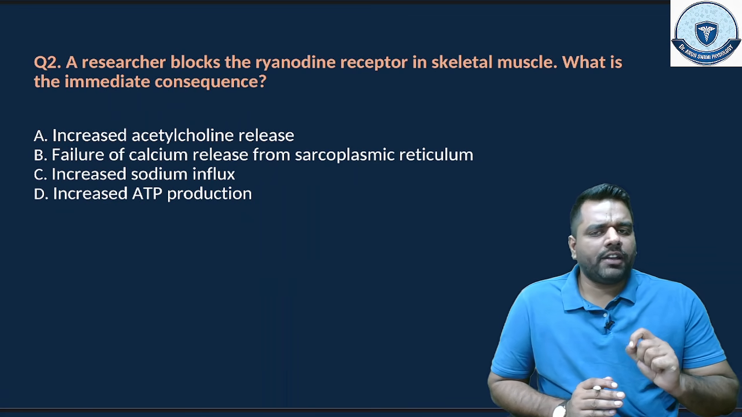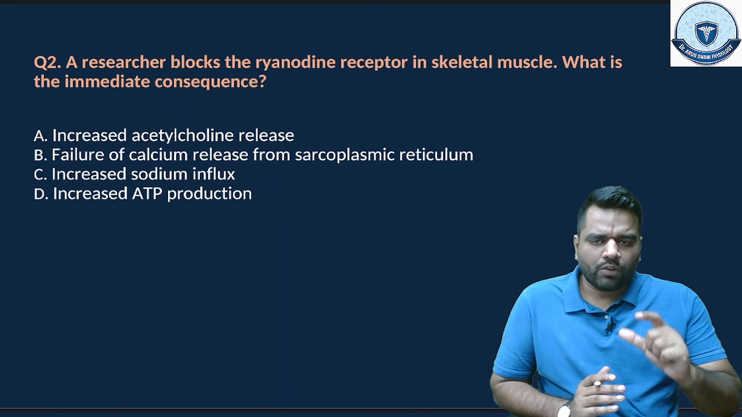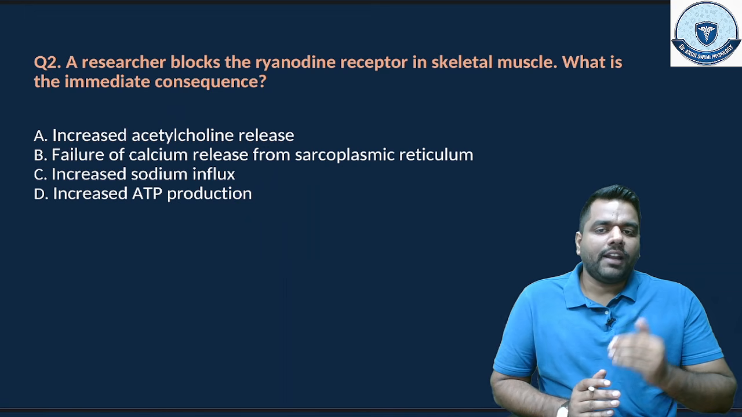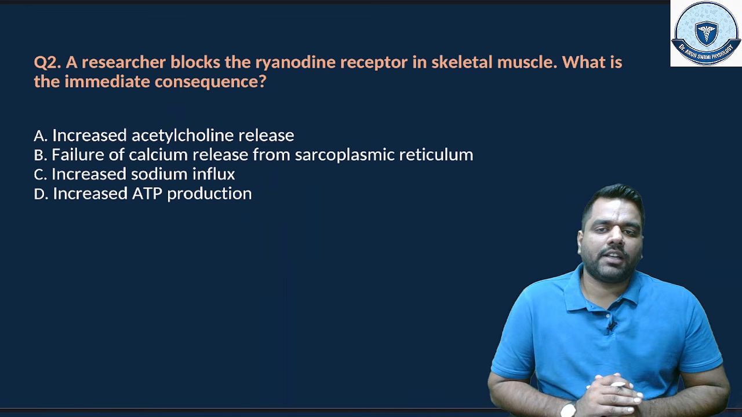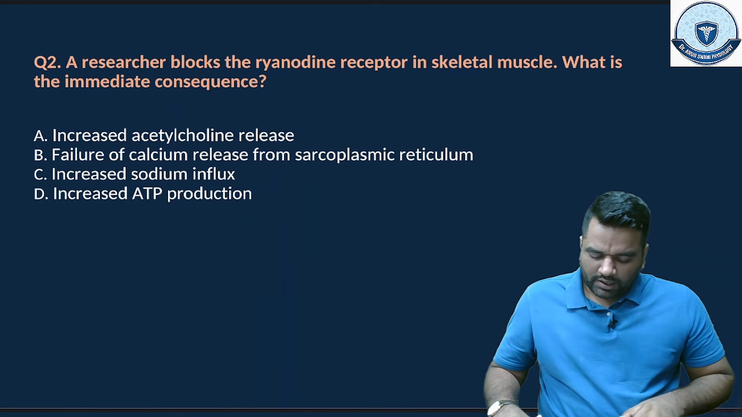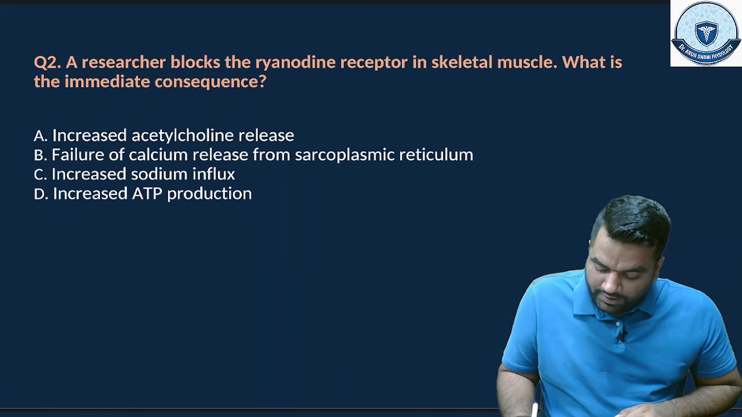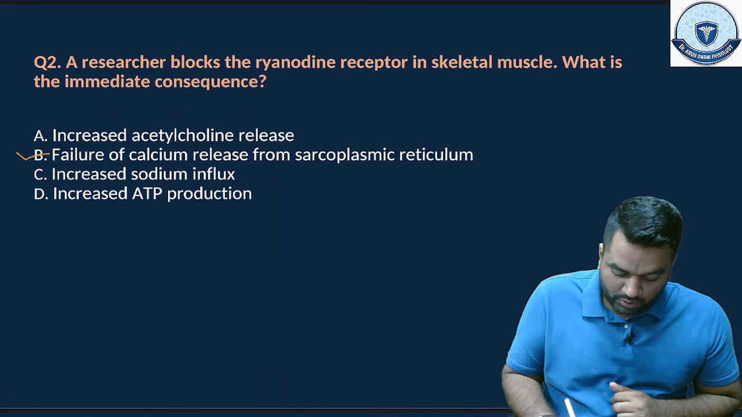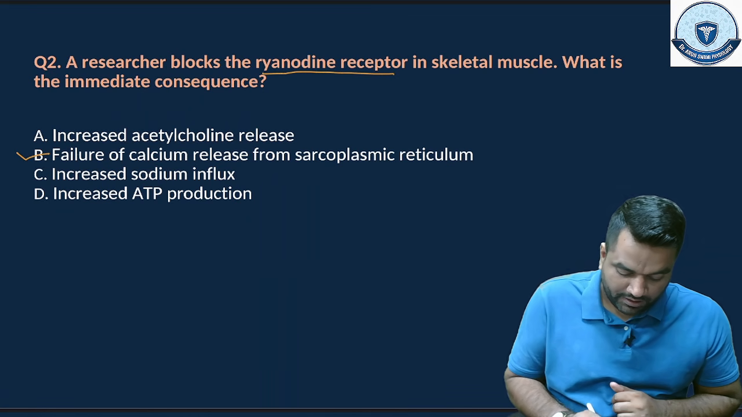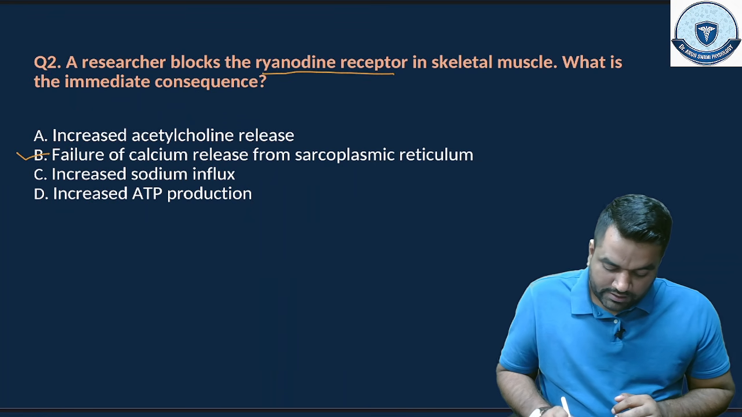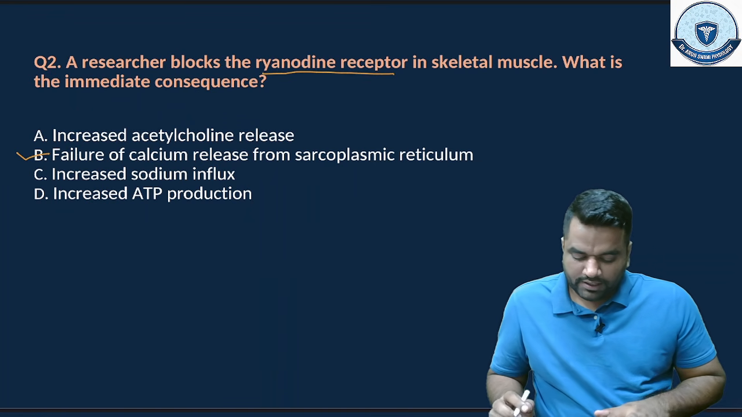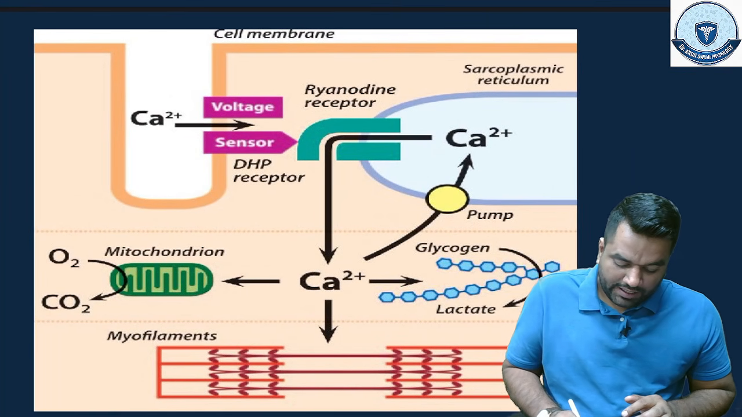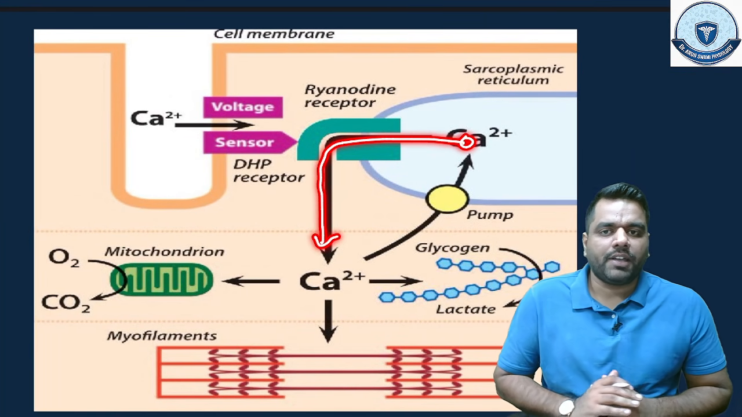Guys, this is a very important topic. You have to remember the whole mechanism of the ryanodine receptor, the DHPR, the dihydropyridine receptor, and how calcium actually gets out from the sarcoplasmic endoplasmic reticulum. So the right answer of this question is failure of calcium release from the sarcoplasmic reticulum, because this is asking about the ryanodine receptor. And guys, please pay attention. This ryanodine receptor is actually responsible for calcium release from the sarcoplasmic reticulum, right?